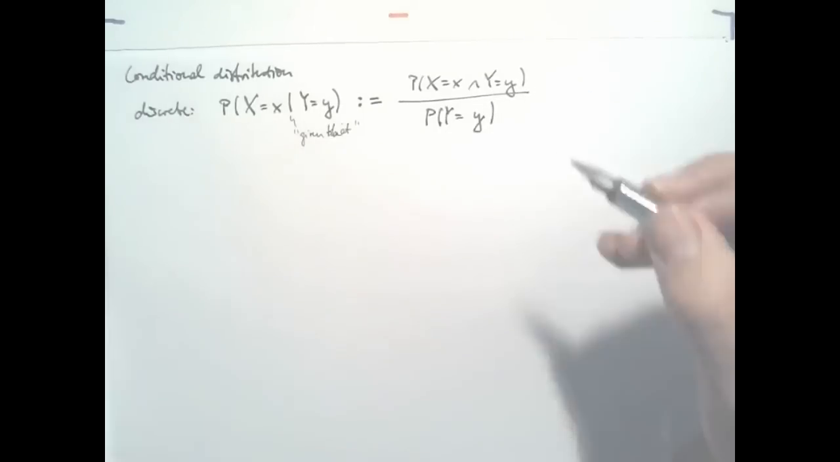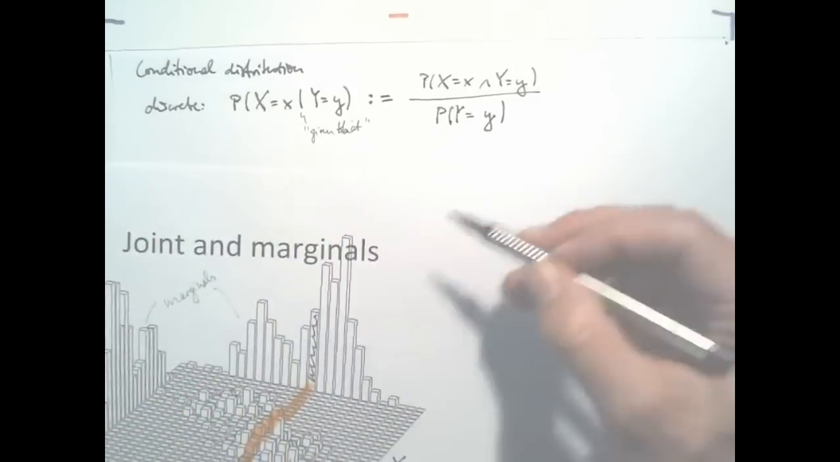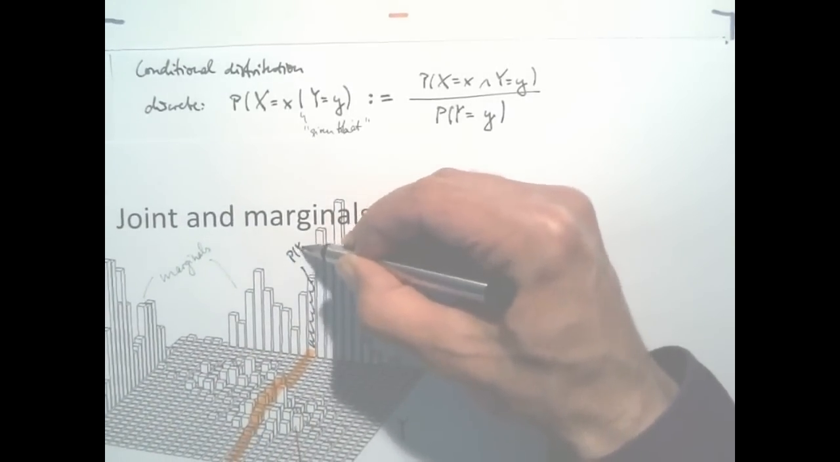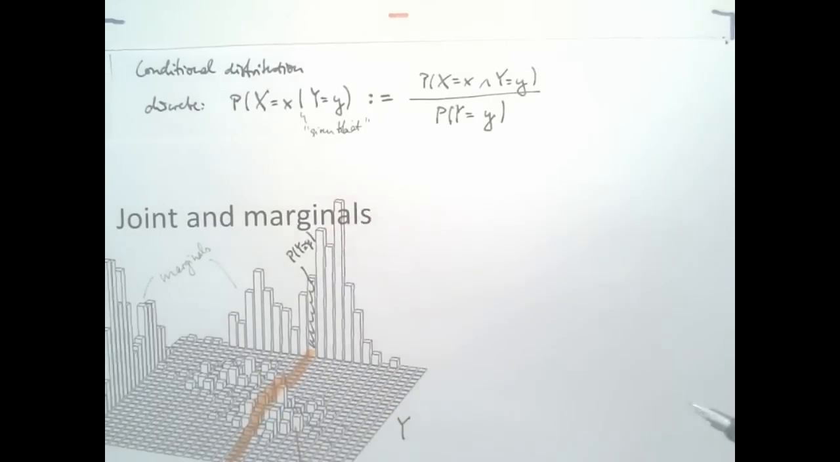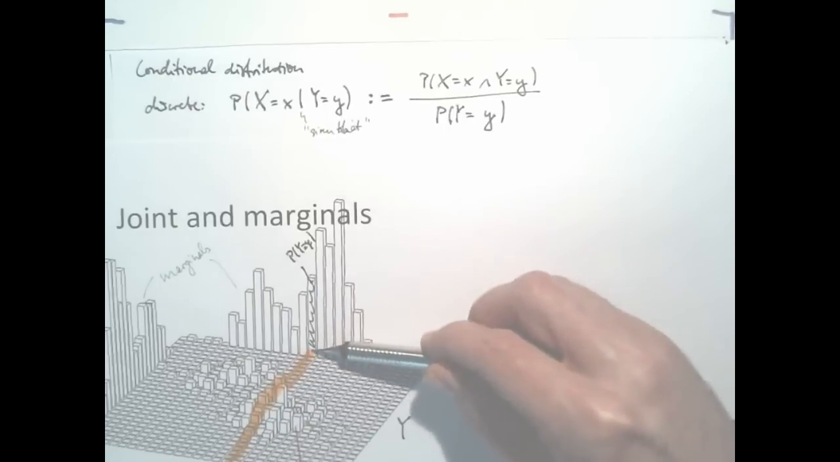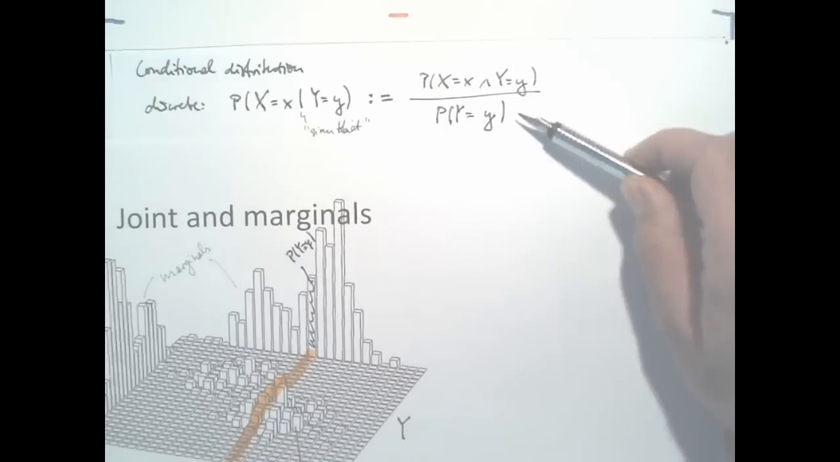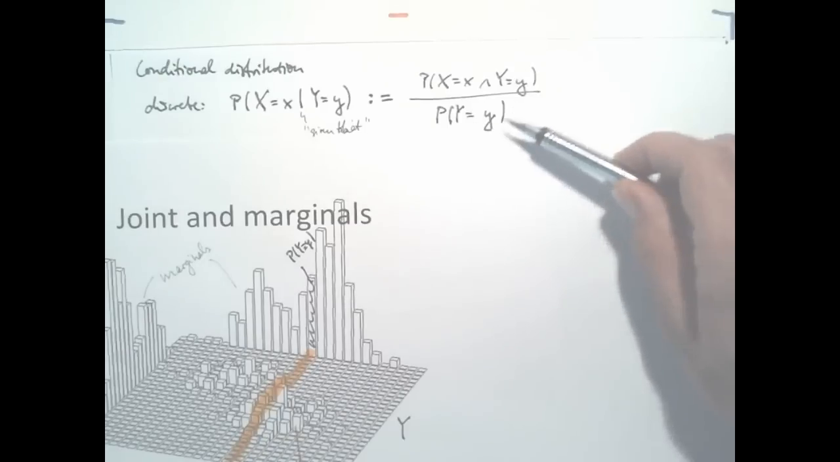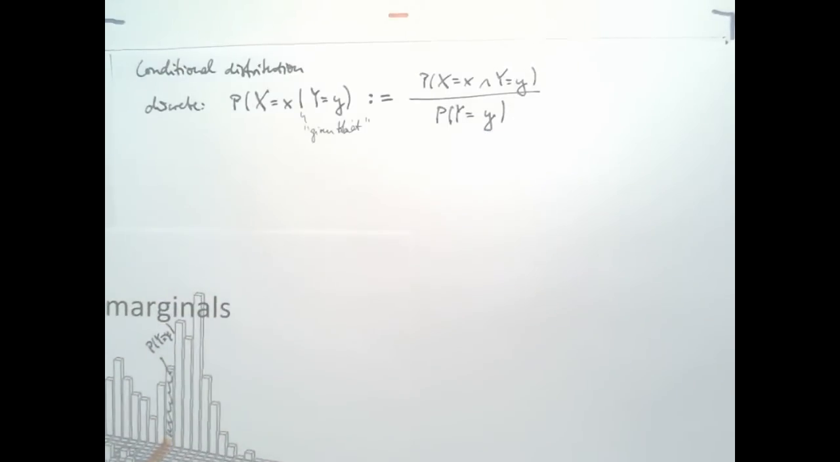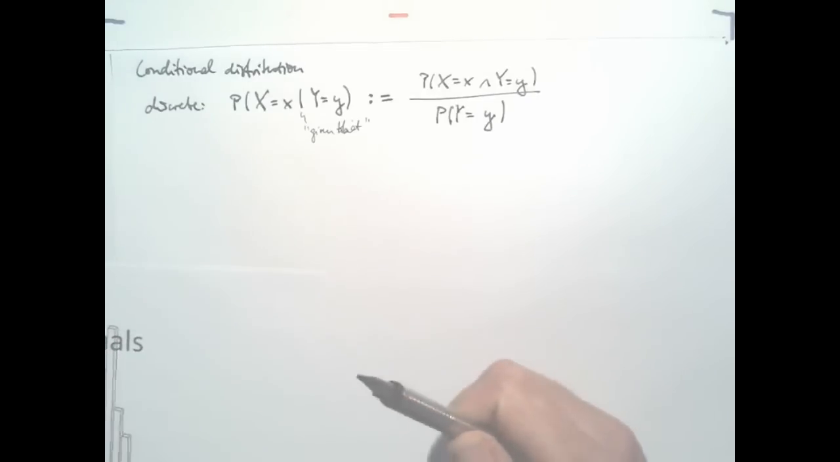So this is just P of Y equals Y. That was a scalar number that I showed here. And you see this whole thing sums up to 1. So this number here is something much smaller than 1. So I divide the numerator by a number smaller than 1, which will make the whole thing larger overall, namely exactly so large that it will again normalize to 1. Okay, we will check this in a moment.